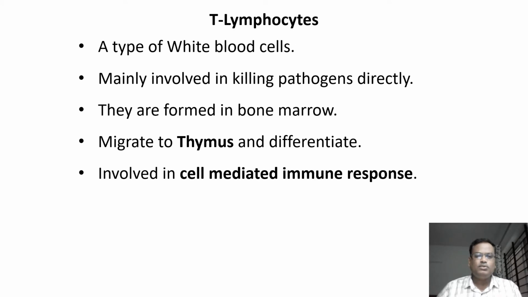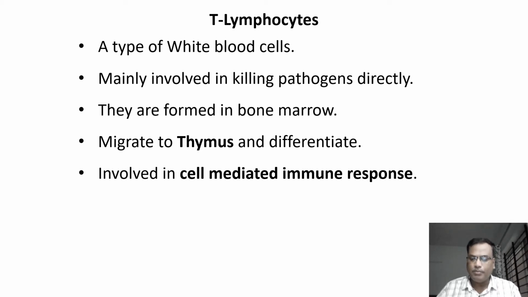Now let us move on to the study of T lymphocytes. This is also a type of white blood cell. It is mainly involved in killing pathogens directly, whereas the B lymphocyte is involved in killing the pathogen through the mediation of antibodies. Here, T lymphocytes will directly attack the pathogen and destroy it.